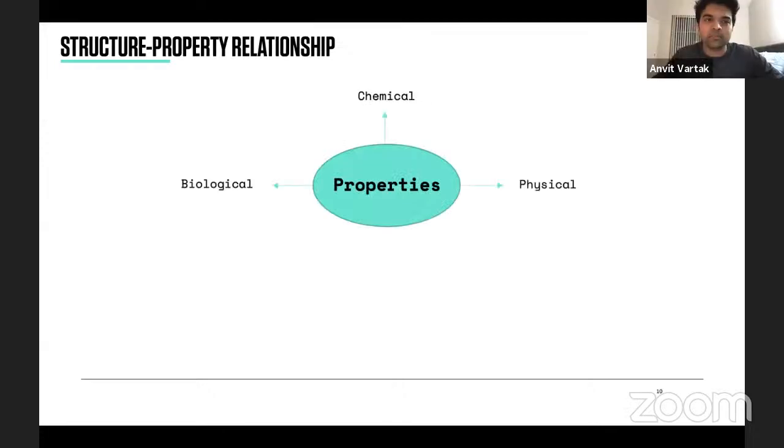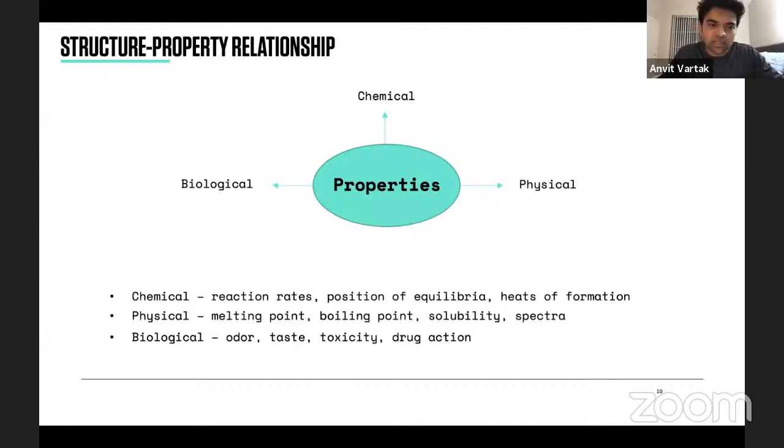What are the properties that are imparted to certain molecules or certain compounds because of how its structure is made? They can be largely categorized into three different realms. One is chemical, the other is physical, and biological. So examples of chemical are how do compounds react with each other, or how do molecules react with each other. So you get reaction rates, heats of formation, position of equilibrium, and things like those. Physical are like the one example that we discussed, and also the crystallinity of glass, making it transparent, things like those. And biological, meaning the odor, the taste, toxicity, drug actions.